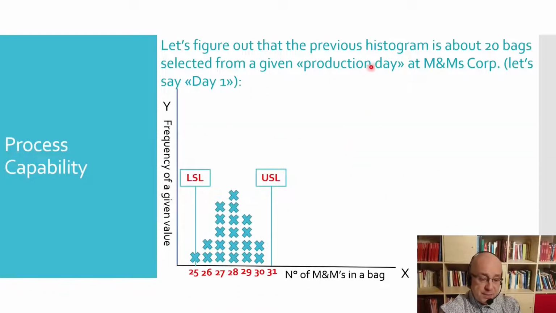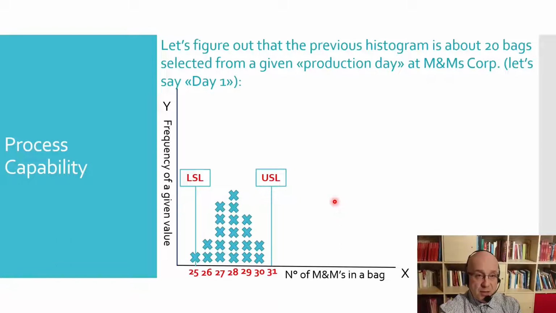Let's figure out that the previous histogram is about 20 bags selected from a given production day at M&M's Corporation. So this is the same histogram that we saw in the previous slides, but that was just an example to explain the Gaussian curve in my previous tutorial. Now let's figure out that we are at M&M's Corporation, that we are in the first production day at M&M's Corporation, and we will call this day day 1.